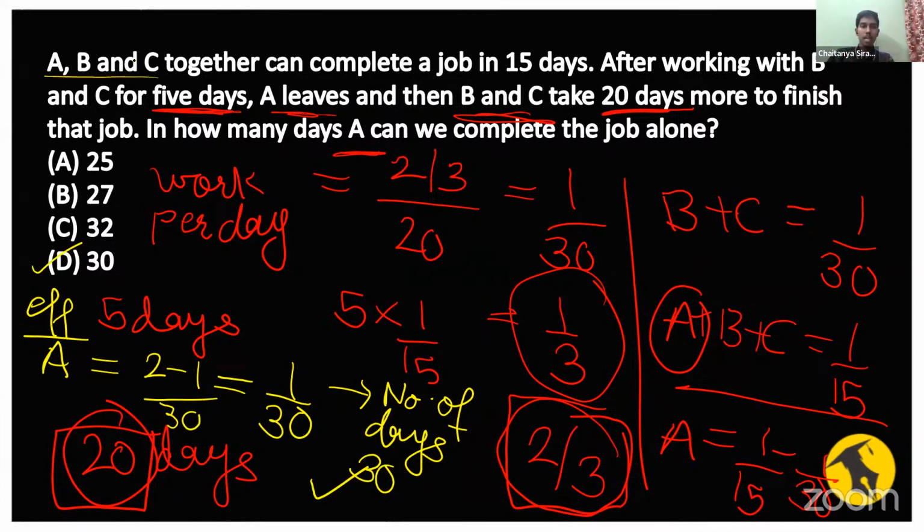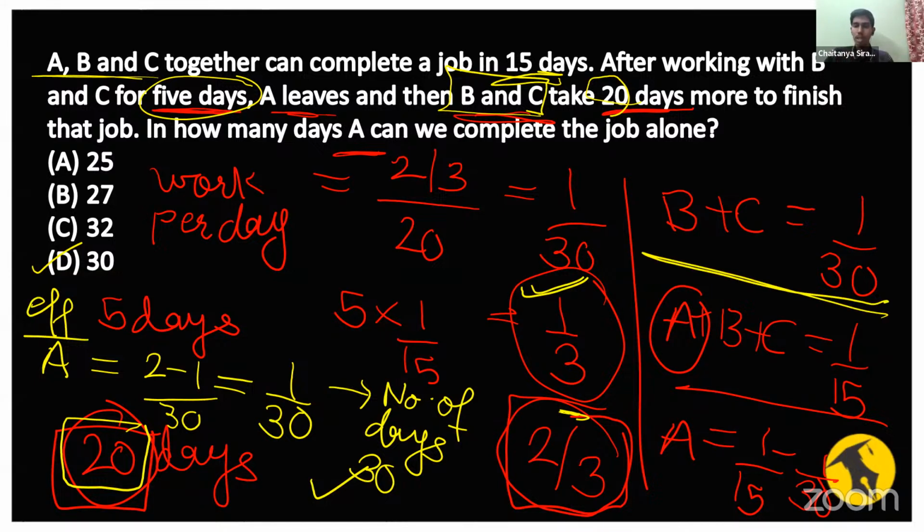It was given that A, B, C together complete the job in 15 days. The three worked together for 5 days. In 5 days, they completed one third of the job. Now, two-thirds of the job was remaining, which was completed by B and C in 20 days. So, if they can complete two-thirds of the job in 20 days, they can complete the whole job, or 100% of the job, in 30 days. So, we got the efficiency of B plus C equal to 1 by 30.